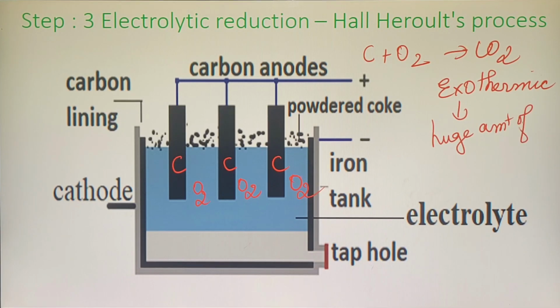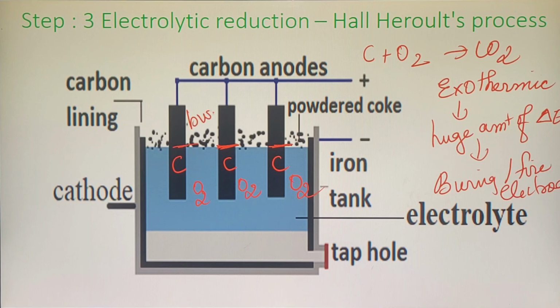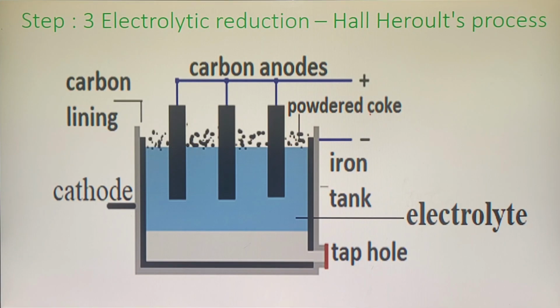Because of this huge amount of heat energy, what is going to happen? There can be burning or fire at the electrode. Which electrode? At the anode. So my anode, at the point where it is in contact with air, may start burning. This is the second function of the coke. Once again, the first function of the coke is that it prevents heat loss by radiation. It will not allow heat energy to move out by convection or by radiation.